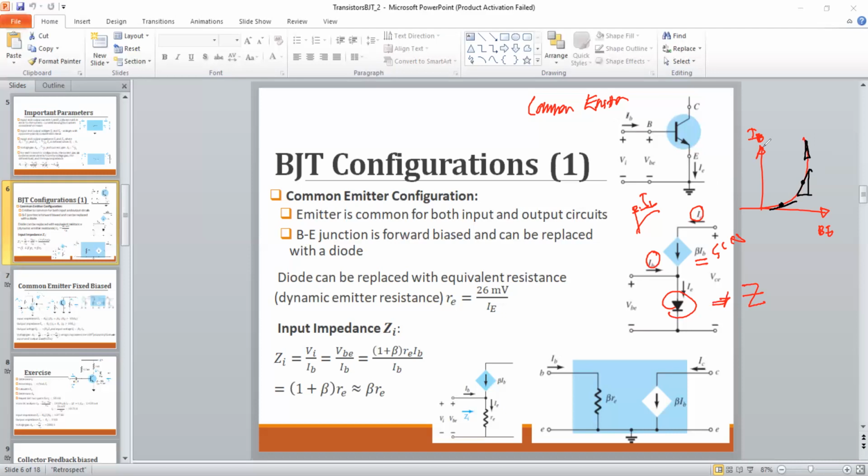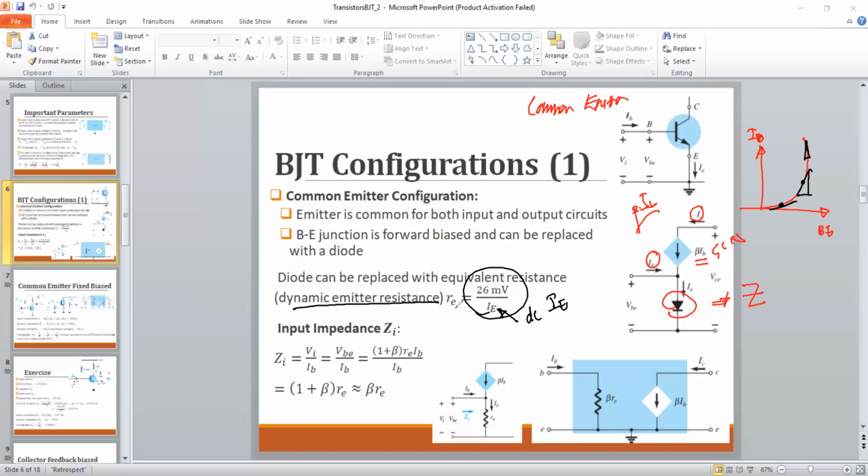Likewise, depending on the operating point of the diode, the resistance value itself will simply vary. That's why we call it dynamic resistance. This is a dynamic emitter resistance. How do you get the dynamic emitter resistance? It is 26 millivolt divided by IE. This is the DC emitter current. Keep in mind, this is not the AC current.